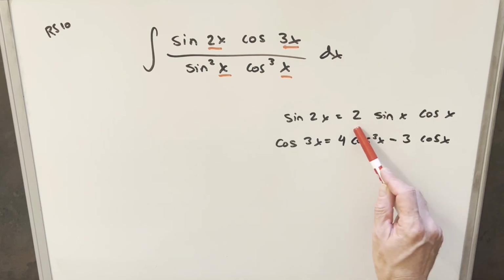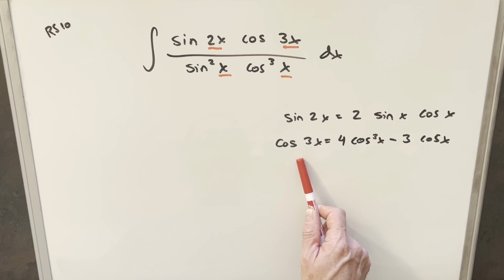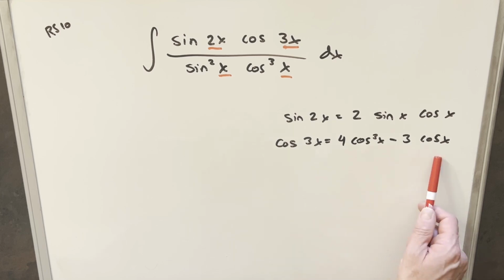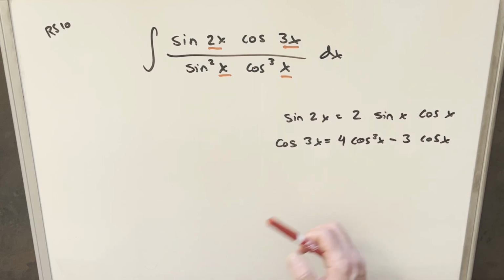Okay, so we have our double angle formula for sine right here. This one should probably look pretty familiar. And this triple angle formula for cosine, I always forget this one, so I actually had to look it up. But what I want to do is use this, and we'll plug both of these values into the integral, and let's see what we have.